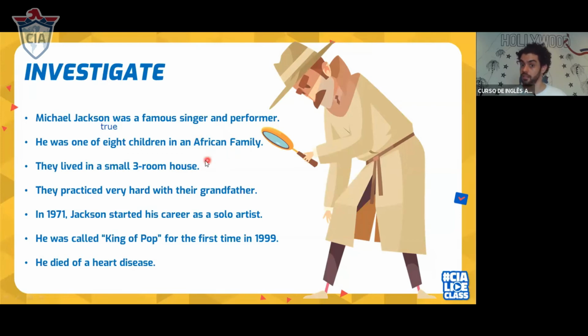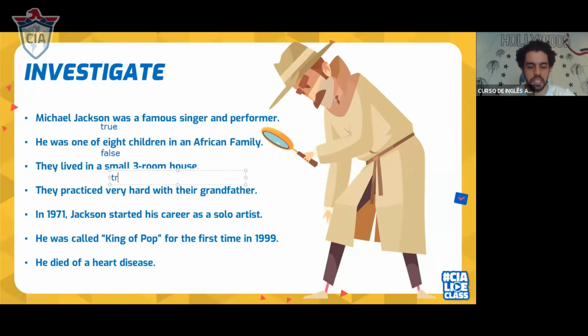Yes? No? Where is his family from? Is Michael Jackson African? He's from the USA, right? Yes, in an American family, African-American family. Good. So this one is false. Next one, they lived in a small 3-room house.